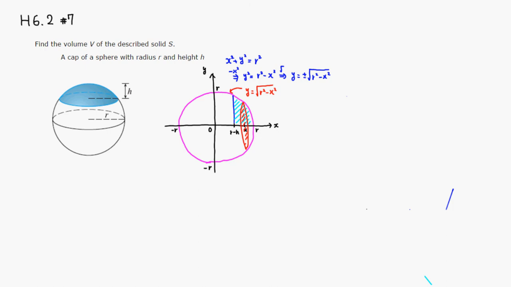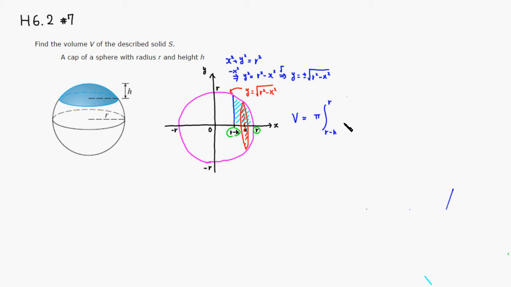So this is going to be a volume, V. The disk method always has a pi in front. Then the integral is going to go from r minus h to r.